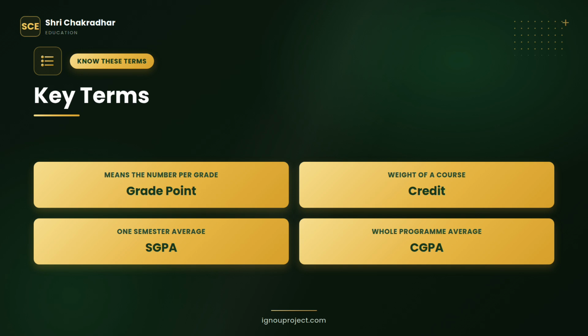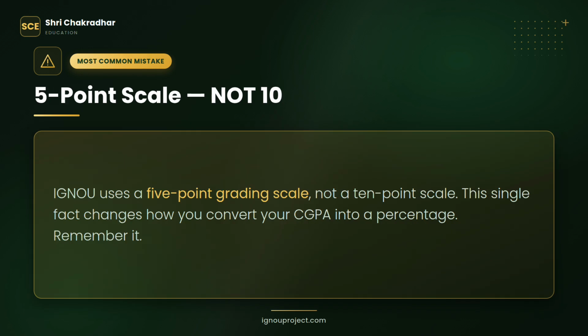Let us define the key terms clearly. A grade point is the number attached to each letter grade. A credit is the weight of a course, based on the study hours it needs. SGPA, or semester grade point average, is the average for one semester or one set of courses. CGPA, or cumulative grade point average, is the average across your whole program. Now, one thing many students get wrong from the very start: IGNOU uses a 5-point grading scale, not a 10-point scale. This single fact changes how you convert your CGPA into a percentage. Keep it in mind, because we will come back to it.